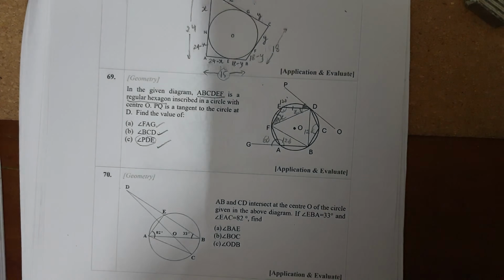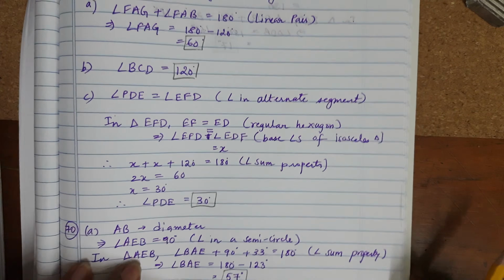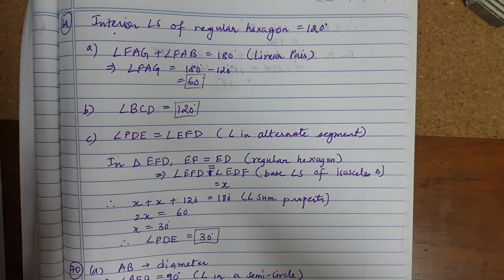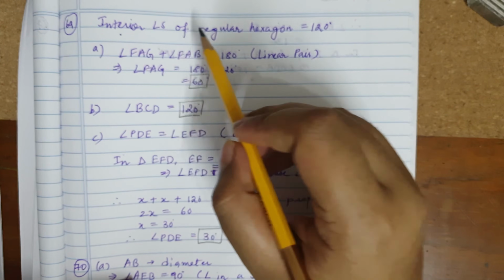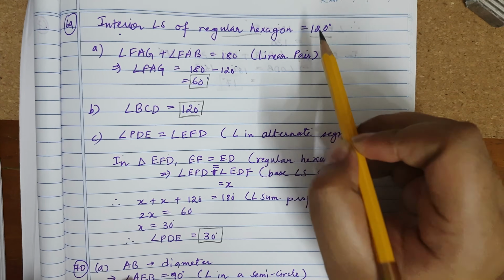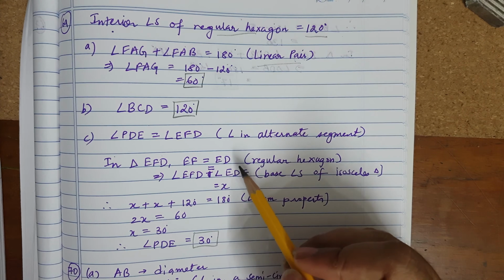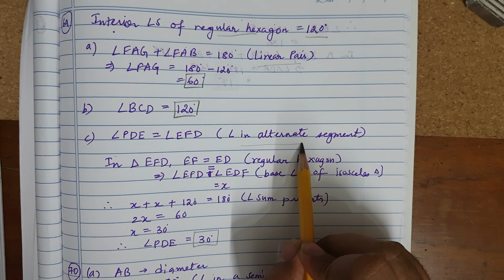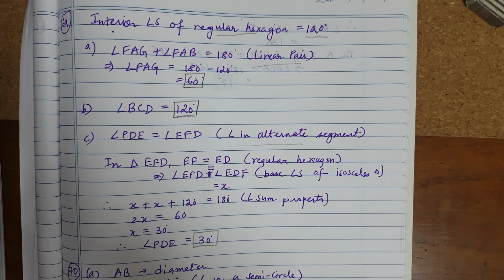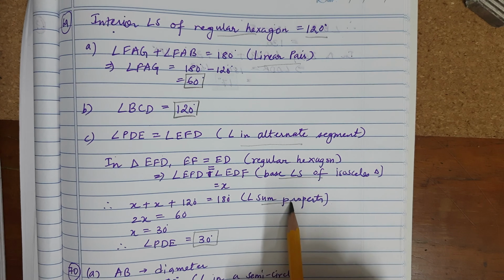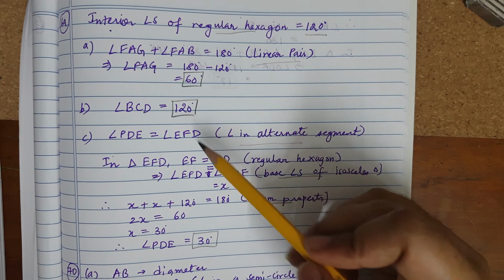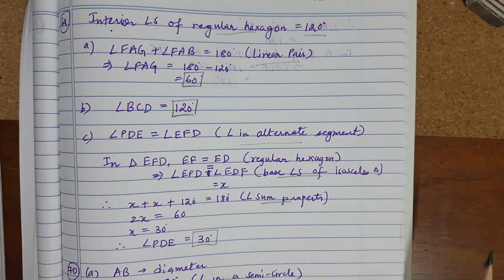And if you have to write the statement and reasons, you can write something like this. So mention that interior angles of a regular hexagon is 120. Then one reasoning was linear pair, and then angle in alternate segment. Then base angles of isosceles triangle, angle sum property. So all the three answers.